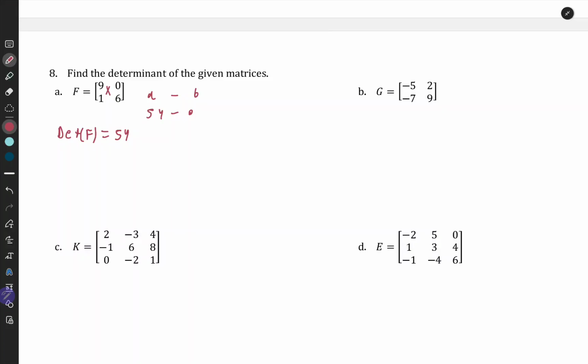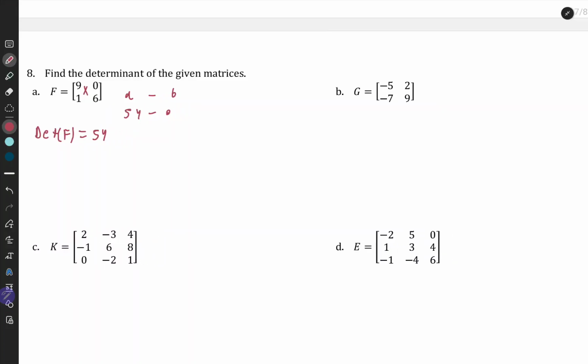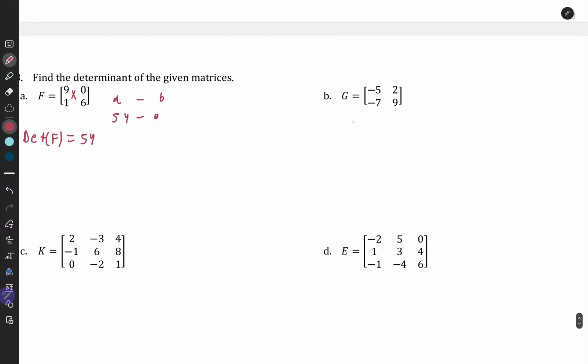Yeah, that's basically it. So let's do it with the next one. You have negative 5 times 9, which is negative 45. That's minus 14. So these two minuses cancel out, so it's positive and negative, so you just get negative 31. So you could say determinant G is negative 31.